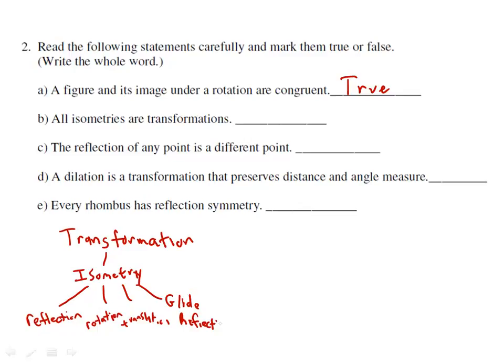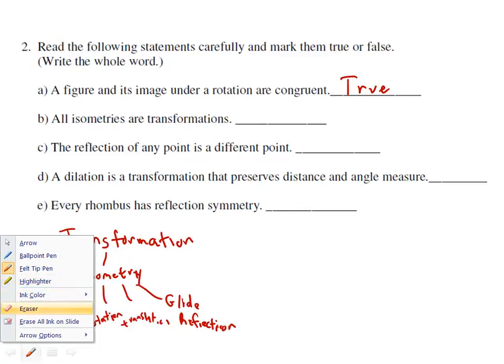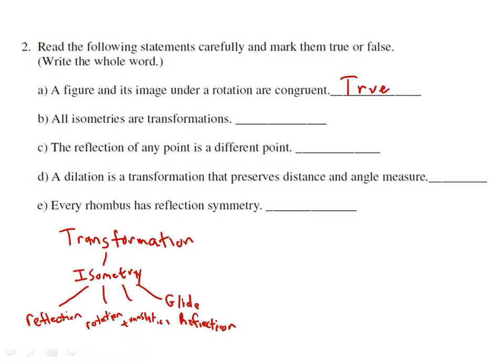Alright, so if this statement that we had for our first true false is actually true of all of these that I have listed so far, that they are all congruent under whatever the isometry is that they're using. And remember, we had this other one over here, dilation, which is its own animal, and does not preserve distance and angle measure, at least not distance.